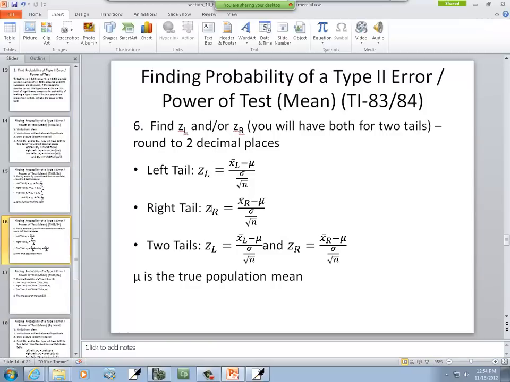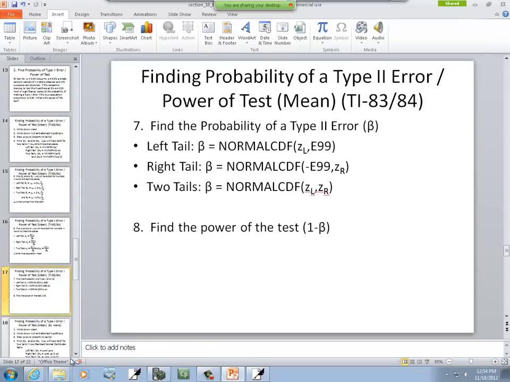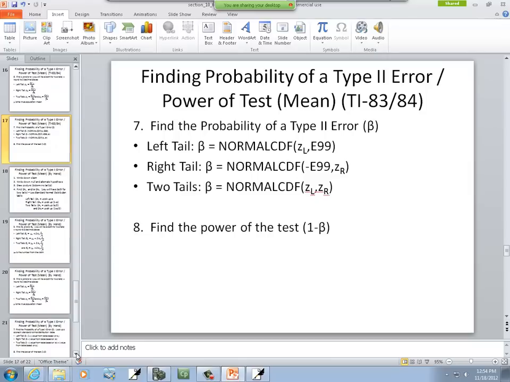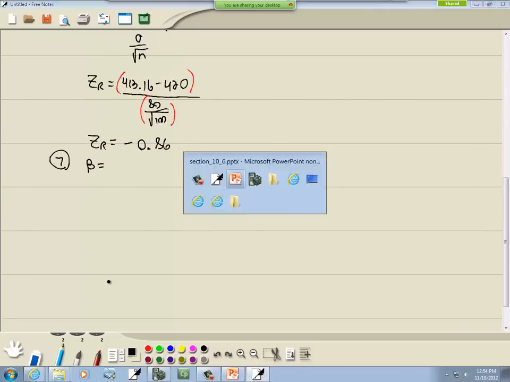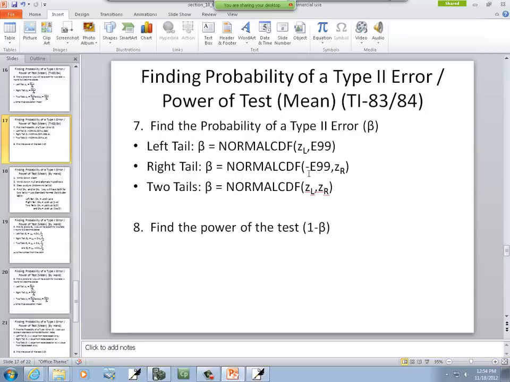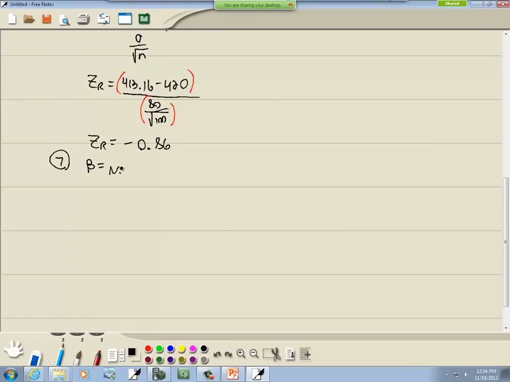Round to 2 decimal places, yeah. Okay, step 7. For a right tail, it says beta, which is our probability of a type 2 error, is going to equal normal CDF of negative E99 comma Z sub R, which is negative 0.86.